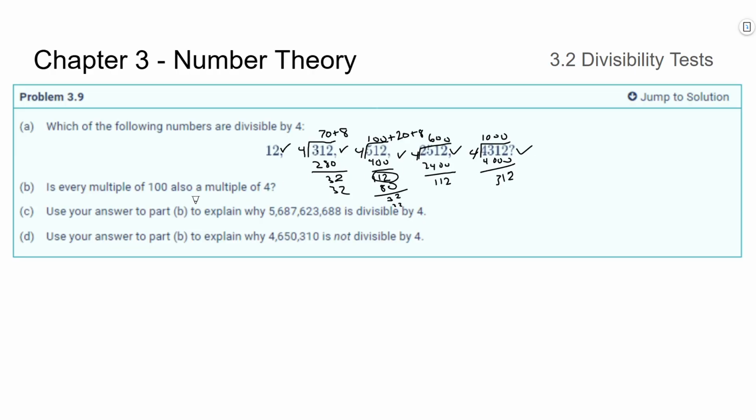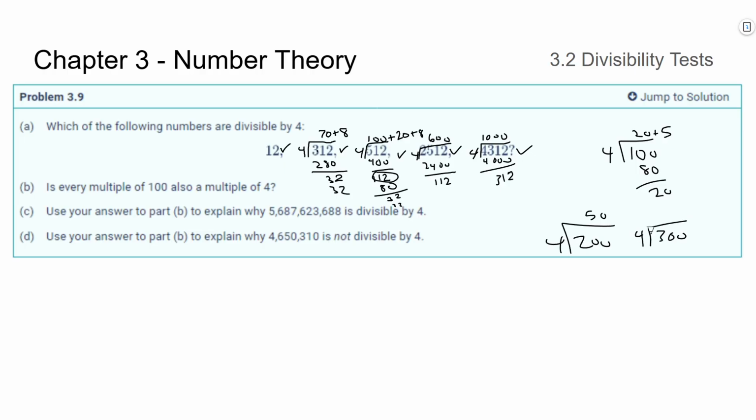Okay, is every multiple of 100 also a multiple of 4? How do we find that out? Well, let's see. Let's try 100 first. 4, that's going to go in 20 times to be 80. It's going to leave us with 20 there, which was plus 5. Yeah, that checks out. How about 200? Well, this one's an easy one, right? That's going to be 50. That one checks out.